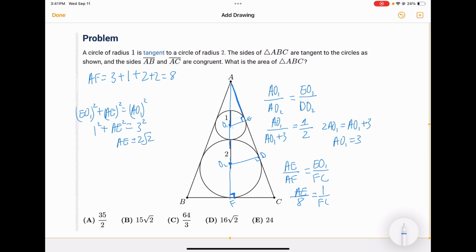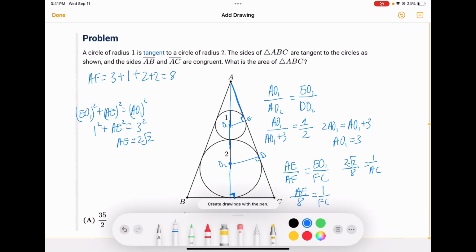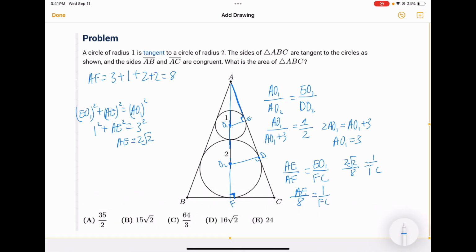Then we can substitute 2 radical 2 into this equation, which gives 2 radical 2 over 8 is equal to 1 over FC. This simplifies, and we cross multiply once again. FC times radical 2 is equal to 4, so FC would equal 2 radical 2. Now we know that this line is 2 radical 2. To find the whole line, which is the base of the big triangle ABC, we multiply that by 2, which gives 4 radical 2.